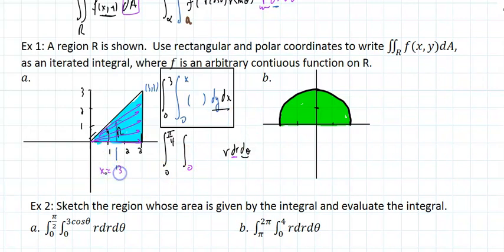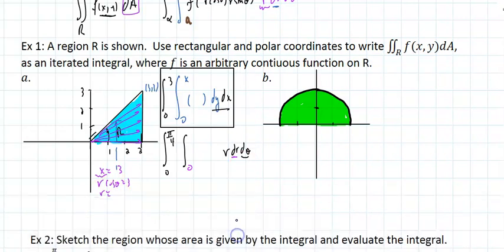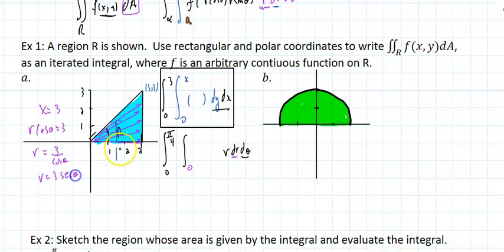x equal 3, but x is r cosine of theta equal 3. Divide both sides by cosine because you want r. And isn't that 3 secant of theta? And there it is. That would be my area using polar.